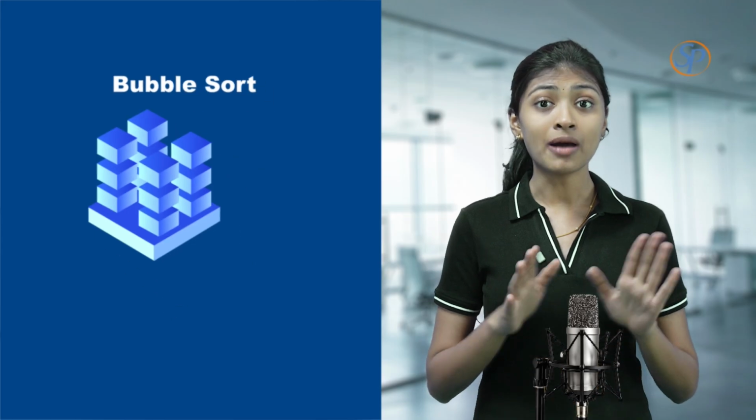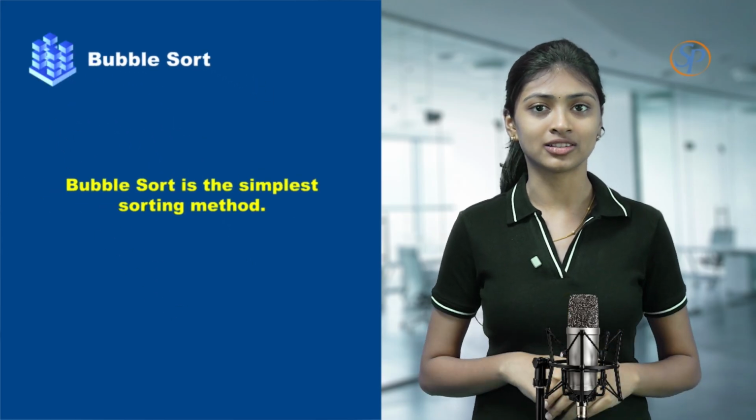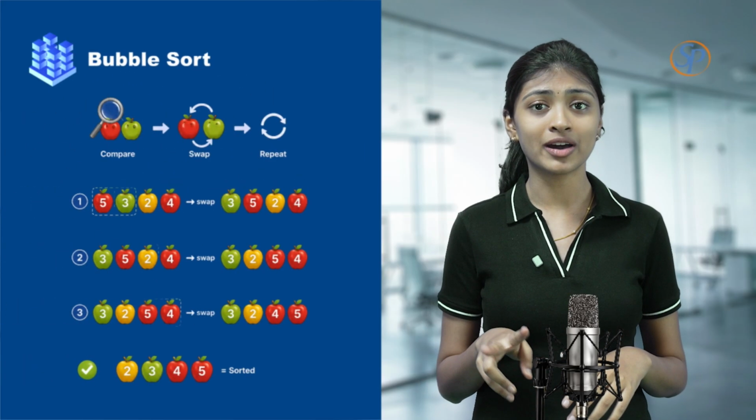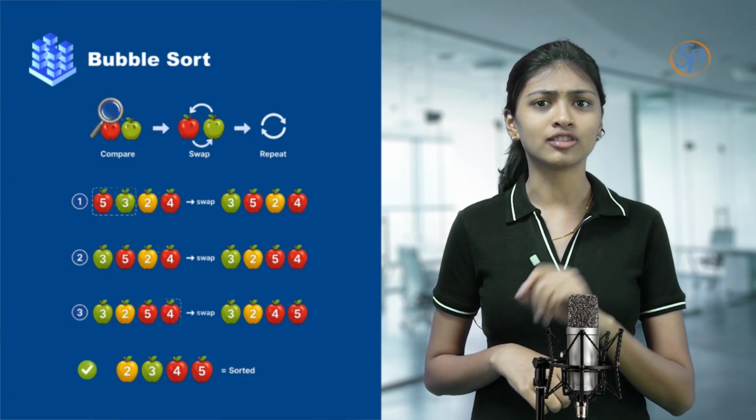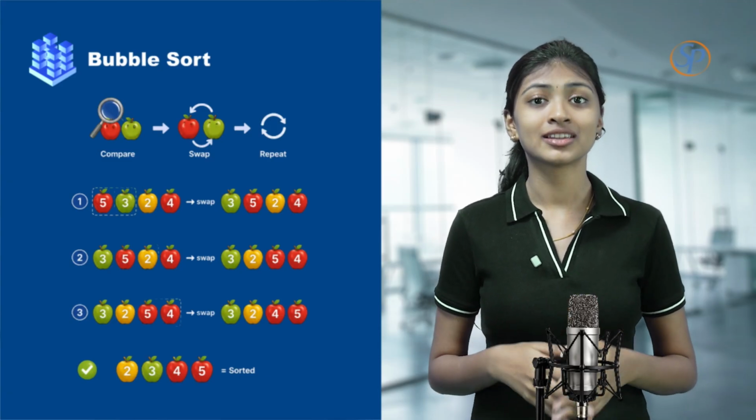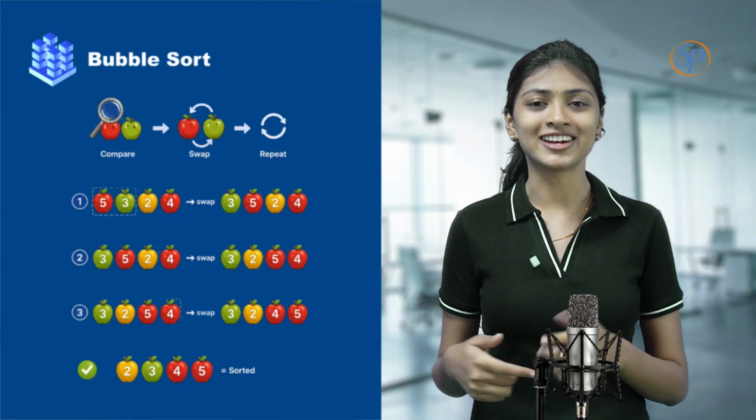Bubble sort. Bubble sort is the simplest sorting method. It compares two nearby elements. If they are in the wrong order, it swaps them. This keeps happening again and again.